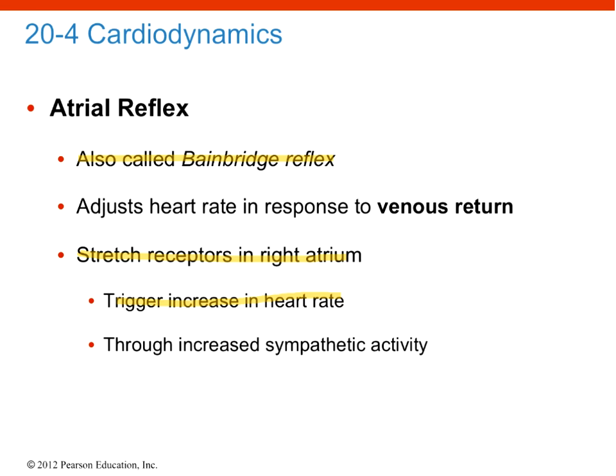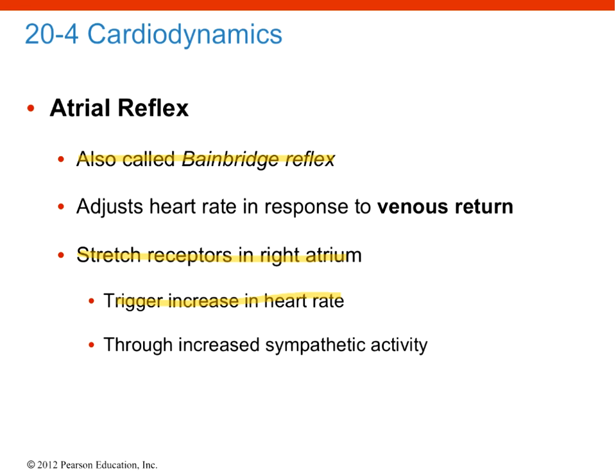The atrial reflex, also known as the Bainbridge reflex, is going to adjust the heart rate to the amount of blood that's returning into the atria. The more blood you have returning into the atria, the more those stretch receptors are going to be felt. As a result of those stretch receptors being triggered, the atria will increase their contractions and increase the heart rate. This is through increased sympathetic activity, where we have this atrial reflex happening.